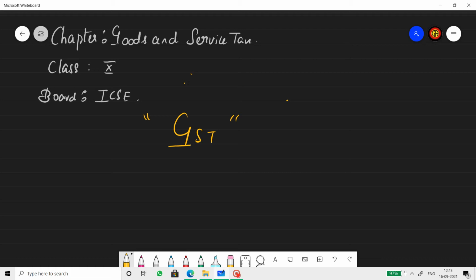Today I'm going to take GST. GST is nothing but Goods and Service Tax. This is there for ICSE 10 standard. And as far as I know, this is considered to be one of the toughest areas by many students.